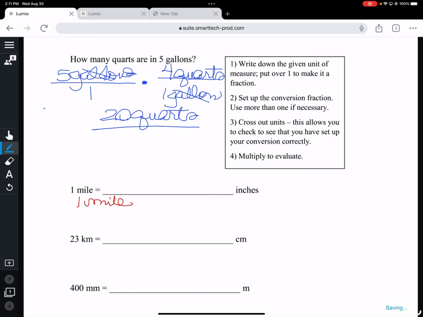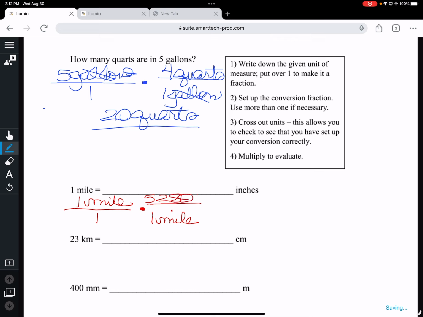So if we put 1 mile, what are we going to put 1 mile over? Every time, 1 mile goes over what number so it's a fraction? 1. Then we know we want to be able to cancel out the mile, so the mile has to go in the denominator. And Tinsley has already said we could go to feet. Well, how many feet are in 1 mile? 5,280.